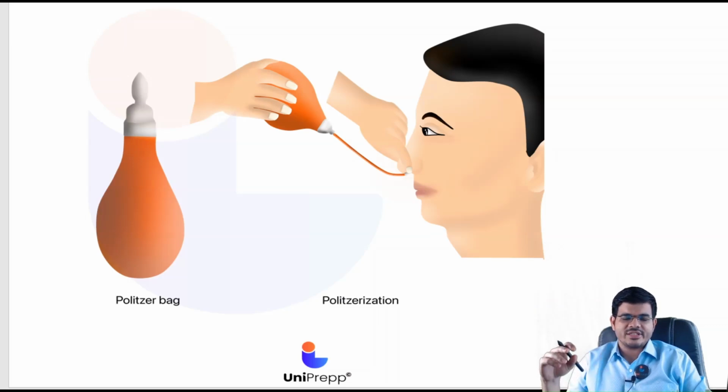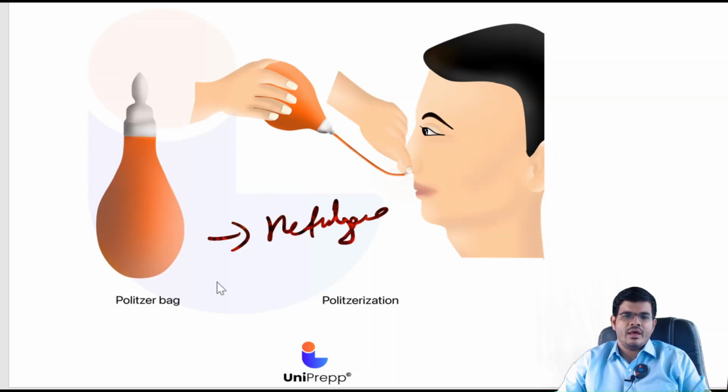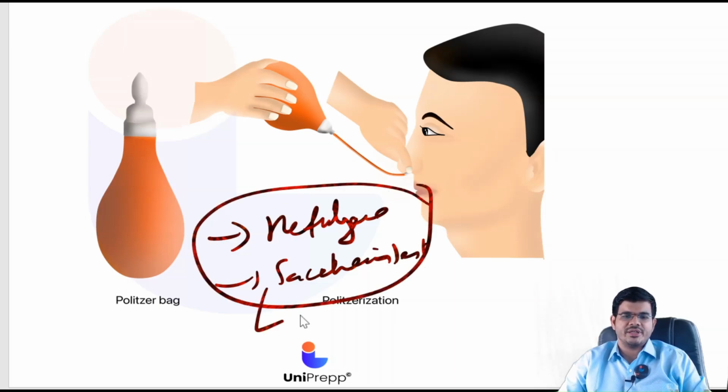Apart from that, to assess the function of the eustachian tube, there are certain tests that are done. That is the methylene blue test and the saccharine test. These are done when there is a pre-existing perforation present.